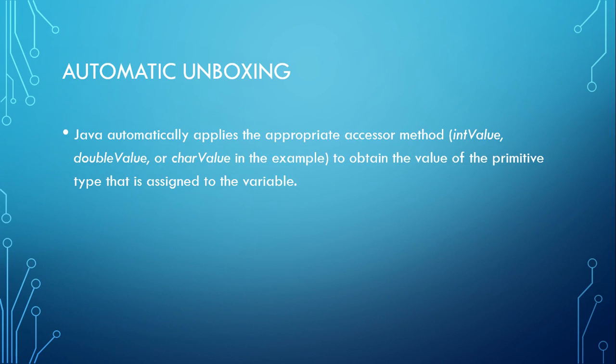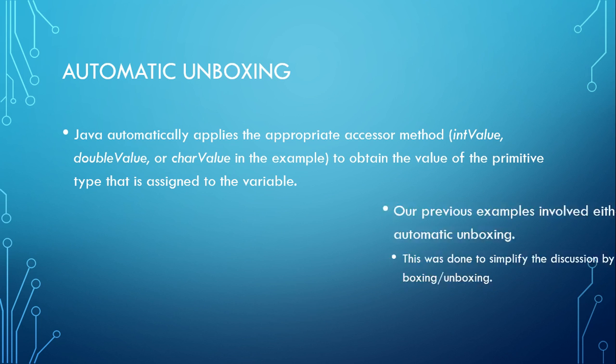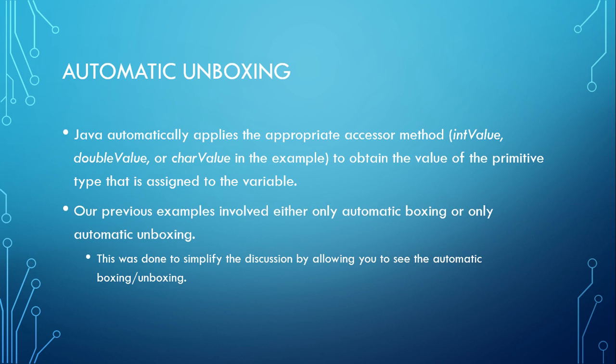Java automatically applies the appropriate accessor method. In our previous page we had intValue, doubleValue, and charValue to obtain the value of the primitive type that is assigned to the variable. Our previous examples involved either only automatic boxing or automatic unboxing. The reason we did this is to simplify the discussion by allowing you to see the automatic boxing or unboxing. Yes, I could have shown you all the ways where you had to manually type everything out, but we just showed the automatic one because it's nice and clean.